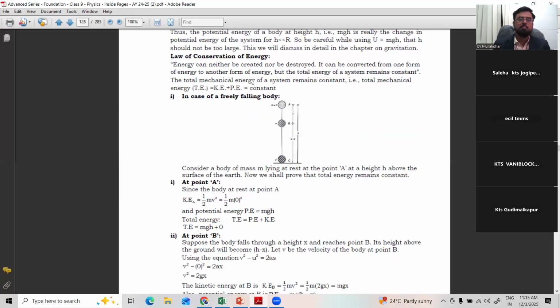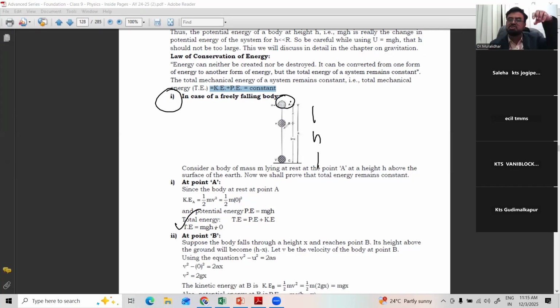When a body is dropped freely, the total mechanical energy is equal and constant. Why? Because we know that energy can neither be created nor destroyed. One example is taken in the case of a freely falling body. When you are dropping a body from here, at the highest point, the total energy is nothing but mgh, because h is the highest point, the height. There won't be any kinetic energy because u is 0.